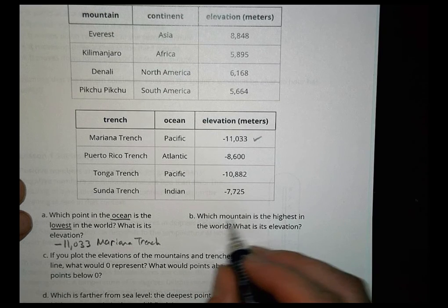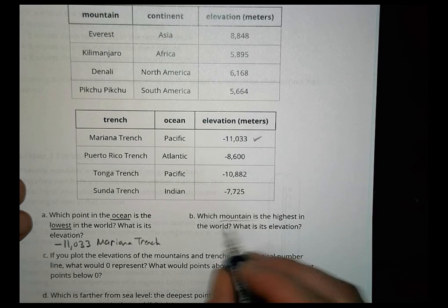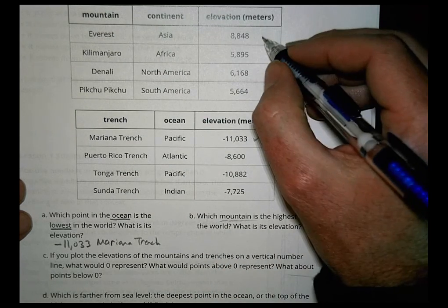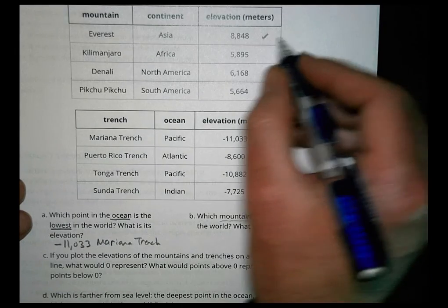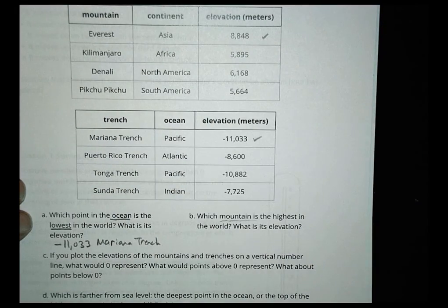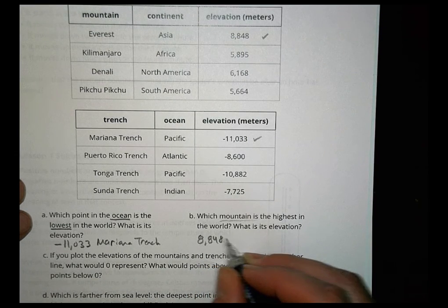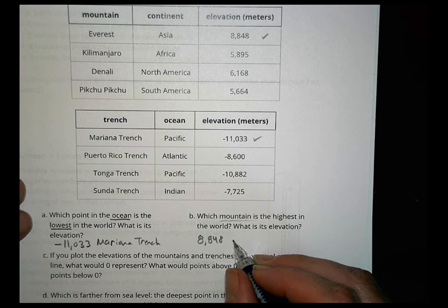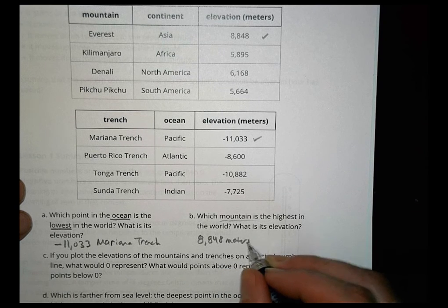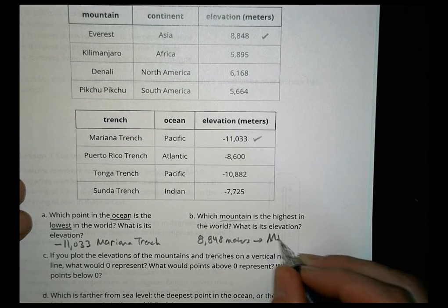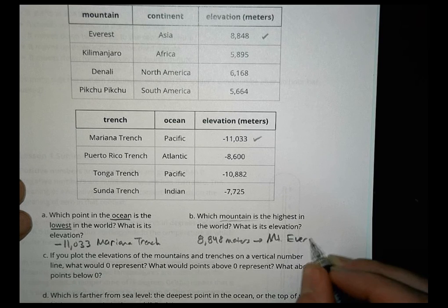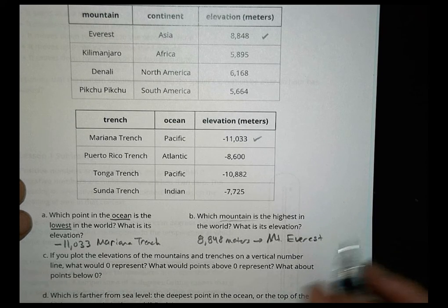Now in terms of which mountain is the highest in the world, we look for the greatest number, which is over here, at Mount Everest, which is 8,848 meters. So 8,848 meters. Okay, and that's going to be Mount Everest in Asia.